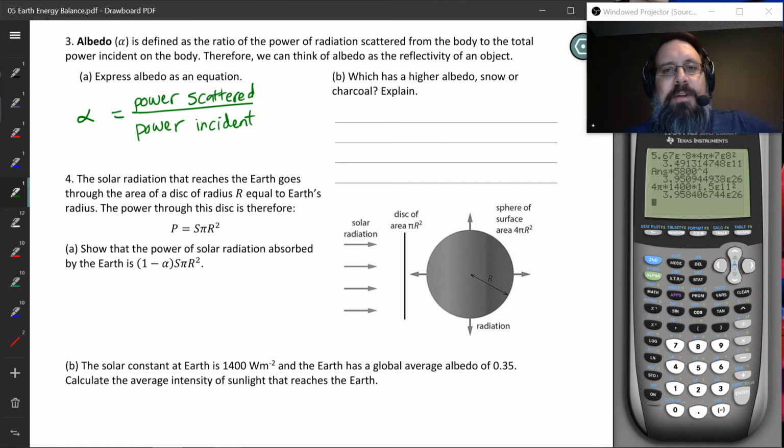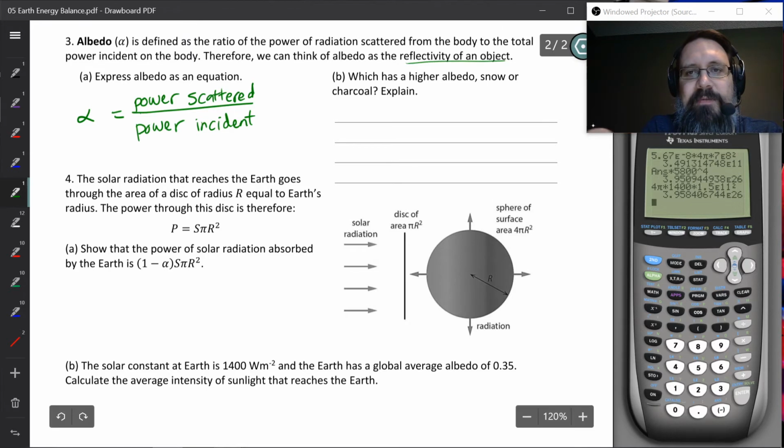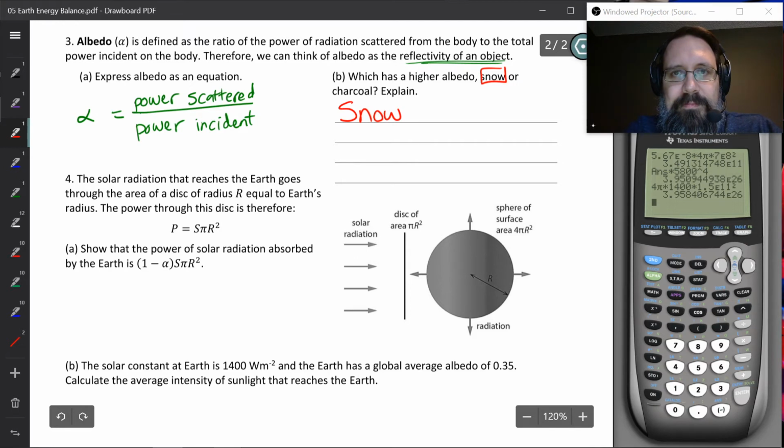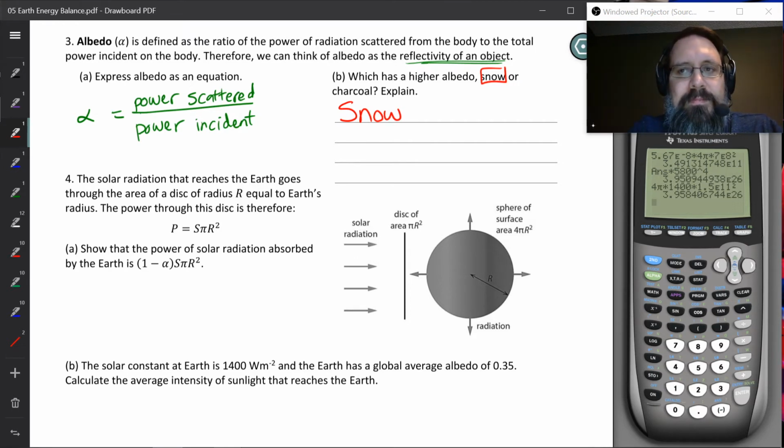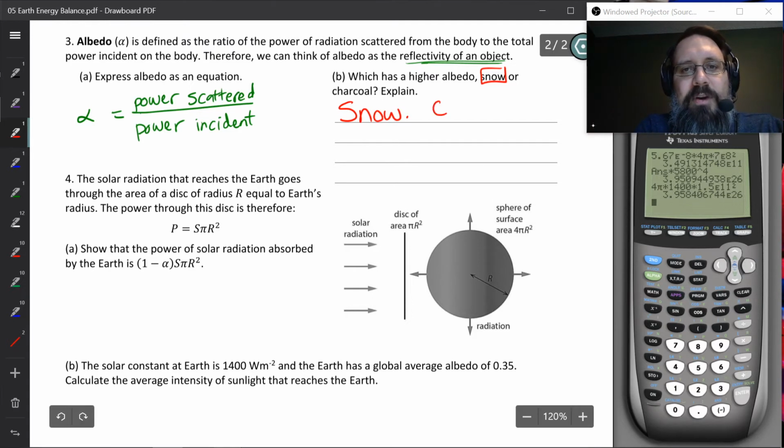Okay, so here's a question. Which has a higher albedo, snow or charcoal? Which one's going to have a higher reflectivity, snow or charcoal? Snow. Yeah, why? Because it reflects sunlight more, and black absorbs a lot of sunlight. Yeah, there you go.